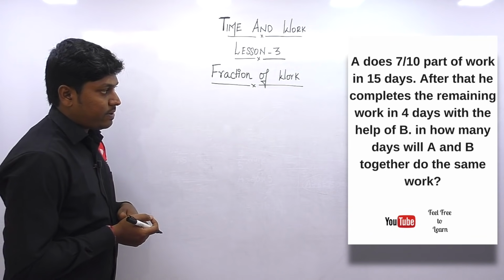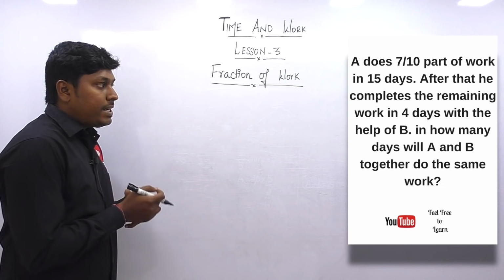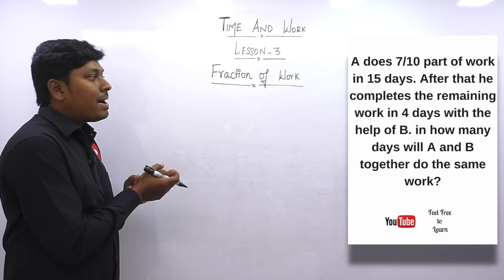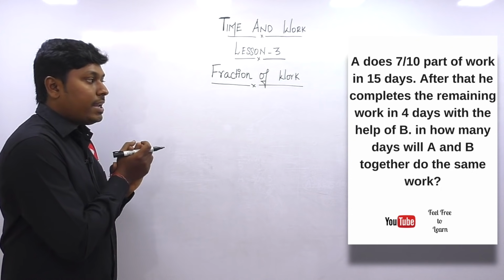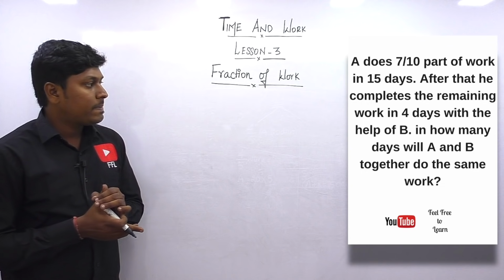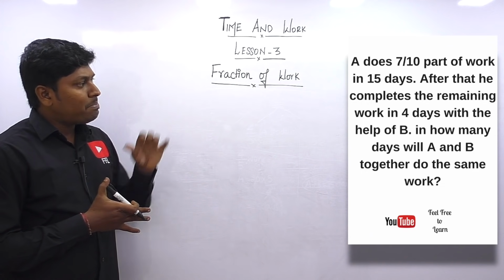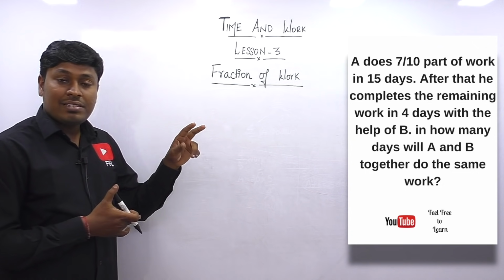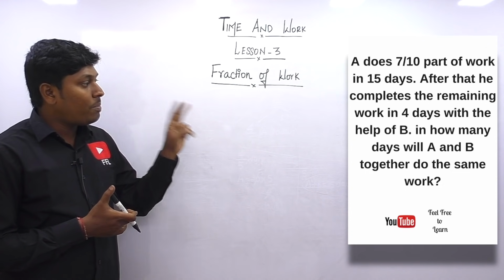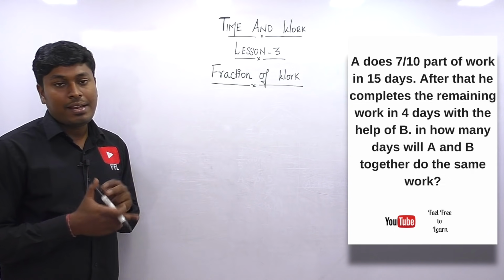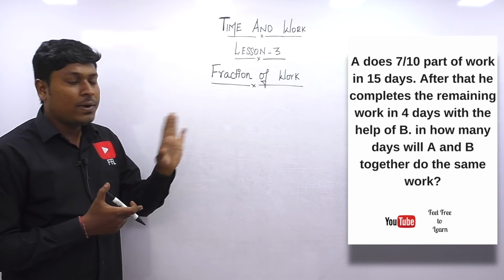Question number 5. A does 7 by 10 part of a work in 15 days. After that he completes the remaining work in 4 days with the help of B. In how many days will A and B together complete the work? Friends, interesting question. The complete concept is related to the previous question, right? Because in the previous question they were asking how many days B alone takes to complete the work, but in this question our target is to find the time for both A and B together. But all the remaining concept is the same.